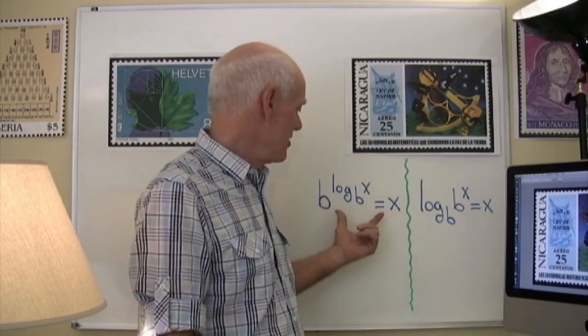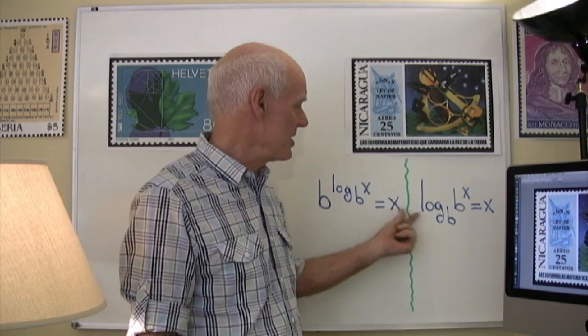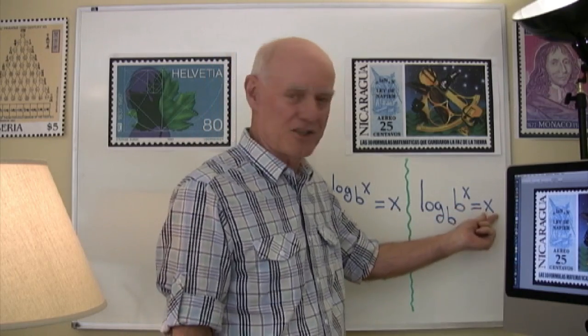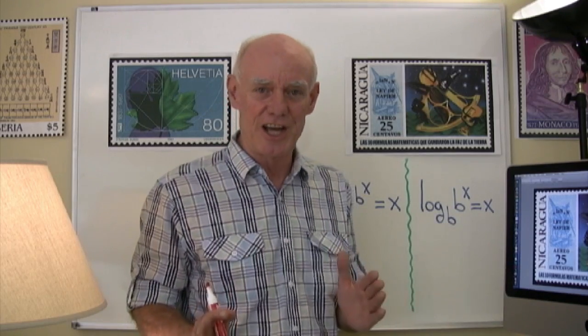Here are the two identities that we had for this section. b to the log base b of x is equal to x, and log base b of b to the x is equal to x. Those two identities are something that we had in this section. We're going to use them to prove some properties of identities in the next section.